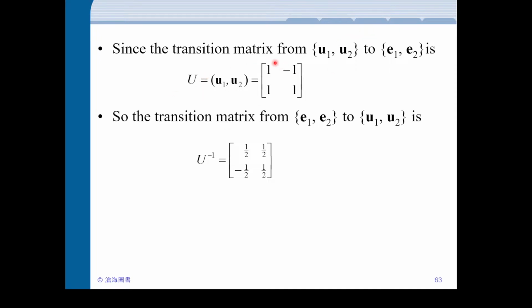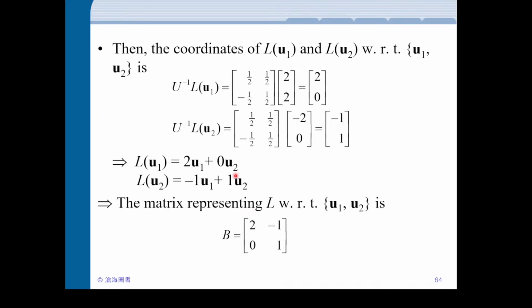You can write down your U1, U2, and you can calculate your U minus 1. Skipping the calculation, you calculate U minus 1. Our column vectors for our matrix representation are now U minus 1 on L of U1, and U minus 1 on L of U2, and it's this matrix: 2, 0 and minus 1, 1.